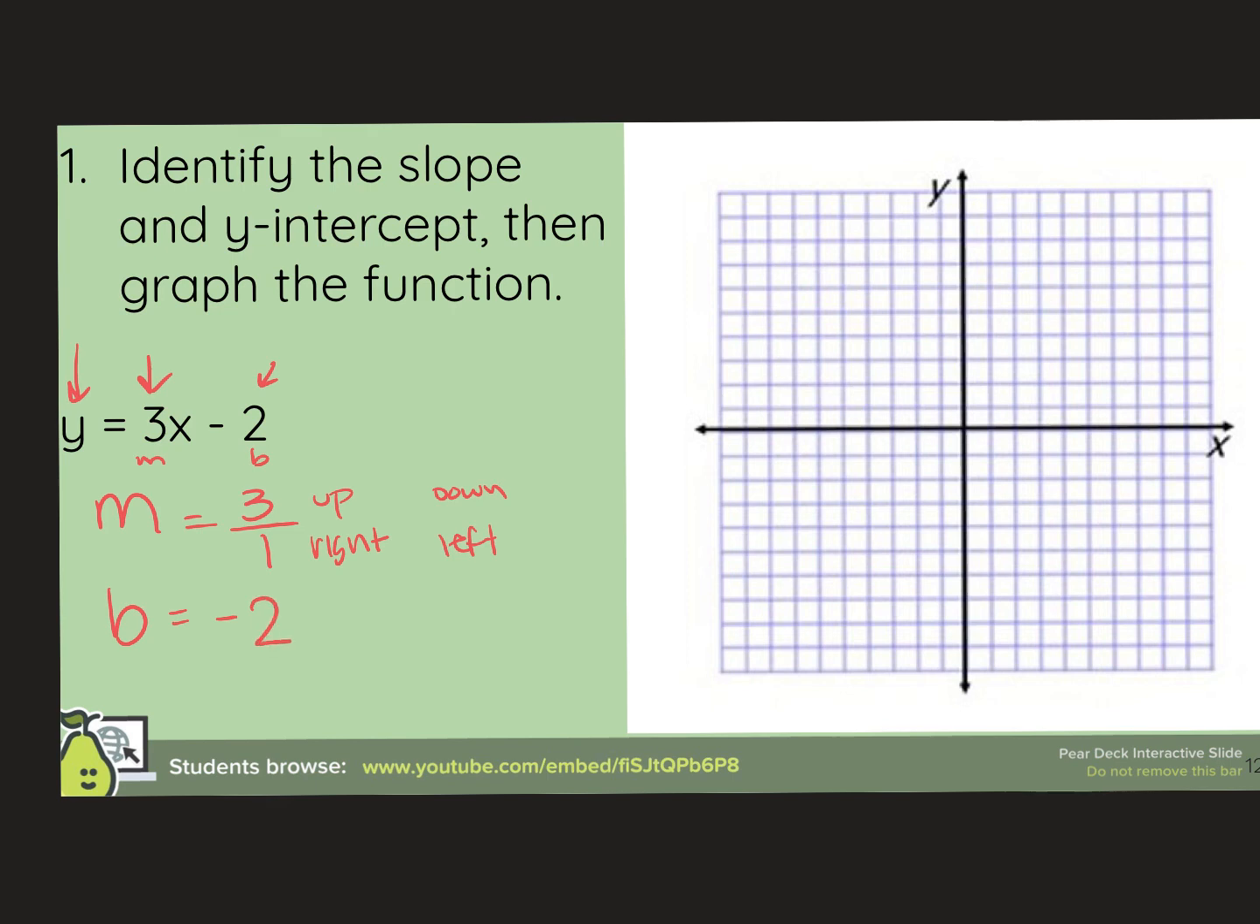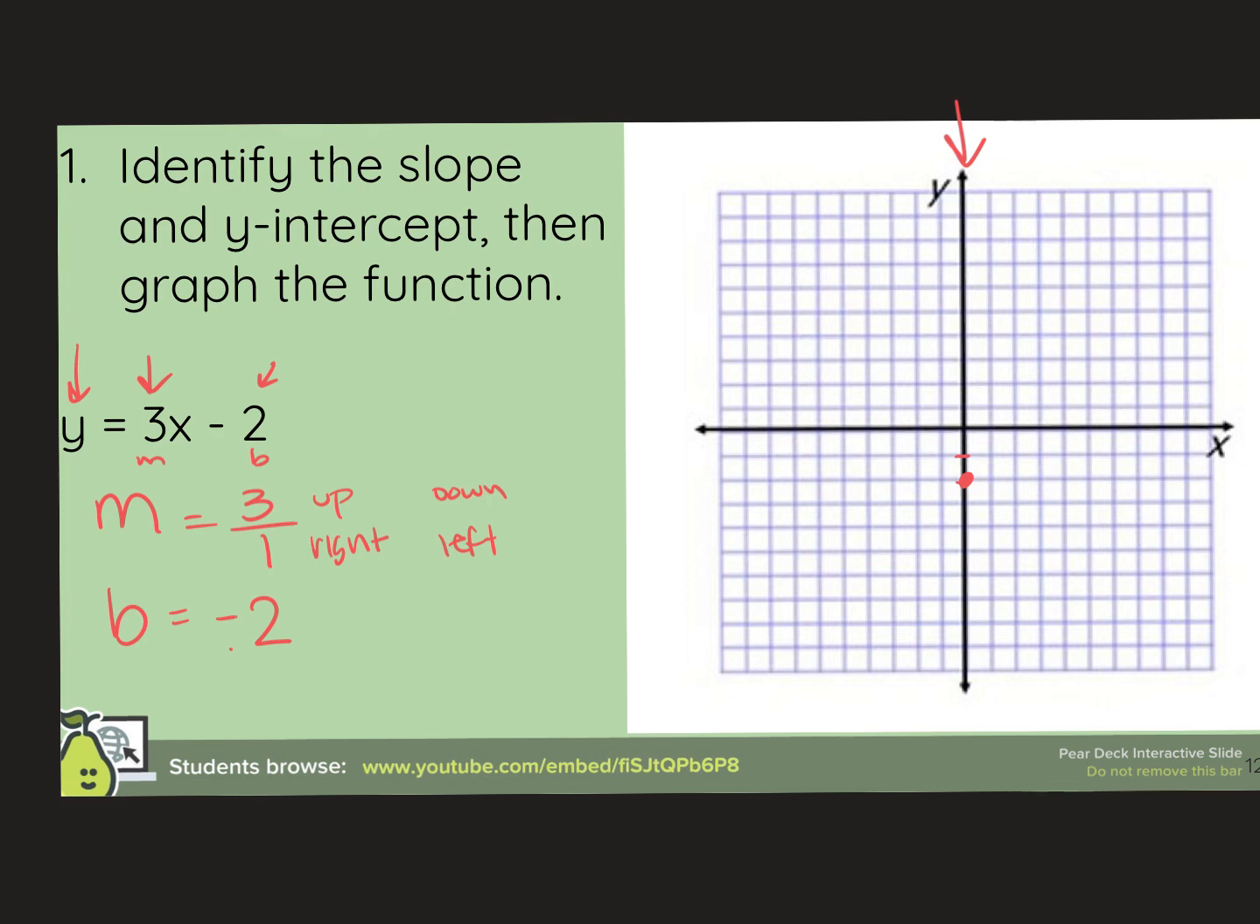How do I graph this? Step 2 says put the y-intercept on the graph. Y-intercept, find your y-axis, go to -2, and put a point. They're not numbered, but -1, -2. Now I'm going to use my slope, okay? I can go either way.